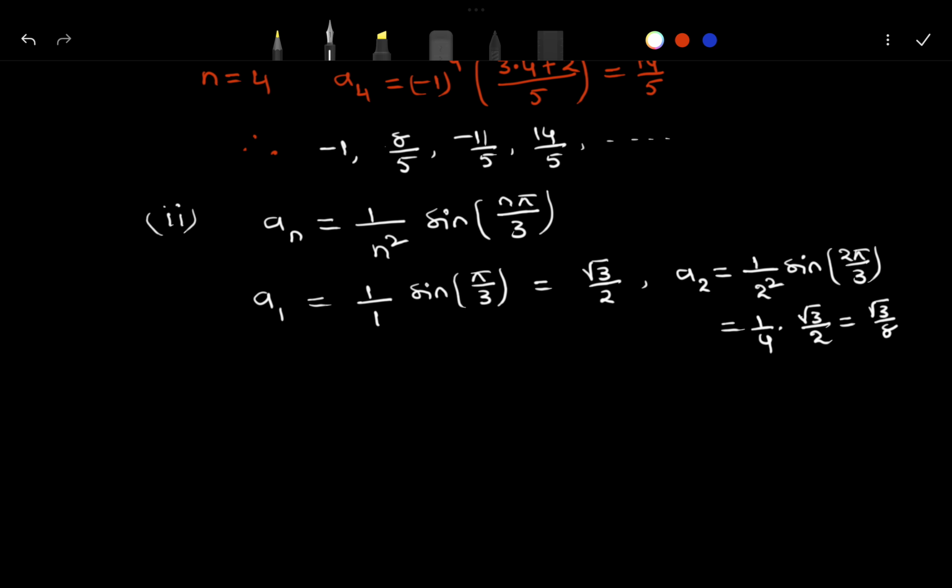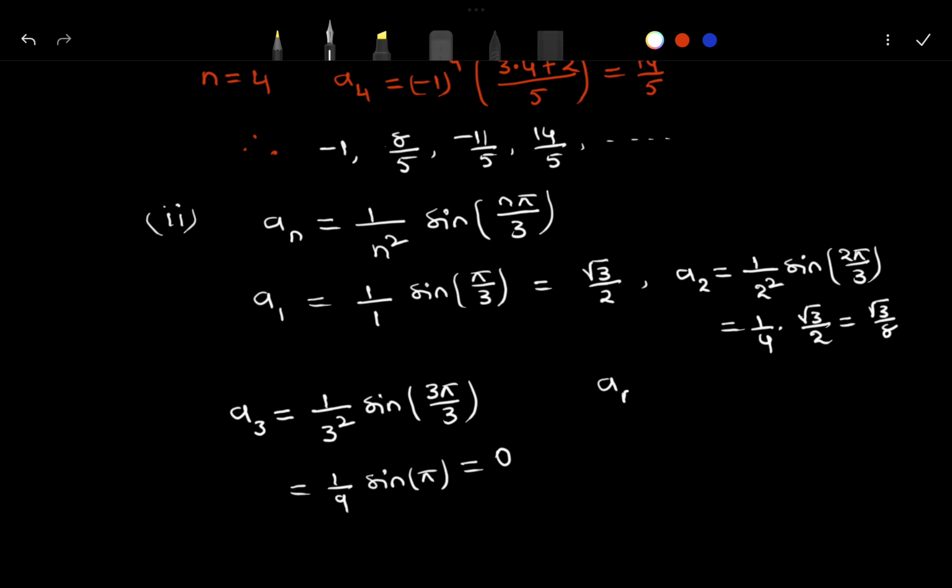Next, n is equal to 3, you substitute that. We will get the third term. A3 is equal to 1 by 3 square into sine of 3 pi by 3. So this value will be equal to 1 by 9 into sine pi. You know sine pi value will be equal to 0. So the total value will be 0. Next, fourth term, put n is equal to 4. You will get 1 by 4 square into sine of 4 pi by 3.